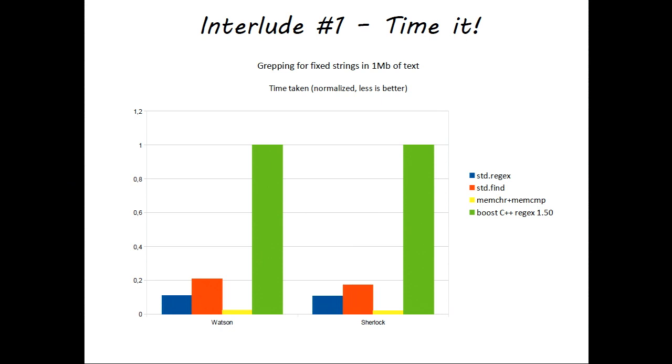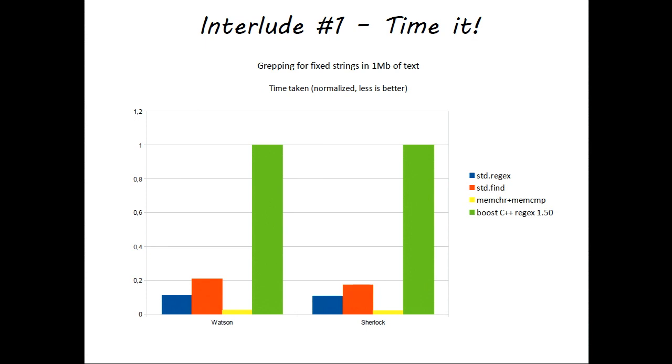Okay, I decided not to guess, but just time this thing. Here's a couple of implementations I decided to throw in. One is a simple C library search, basically memmem. This is the yellow bar. The red bar is the standard D library search, and by the way, I have no idea why, but it's slower than this one. The blue bar is the D standard library regex, and the green bar is Boost C++ regex, which is somehow the slowest one.